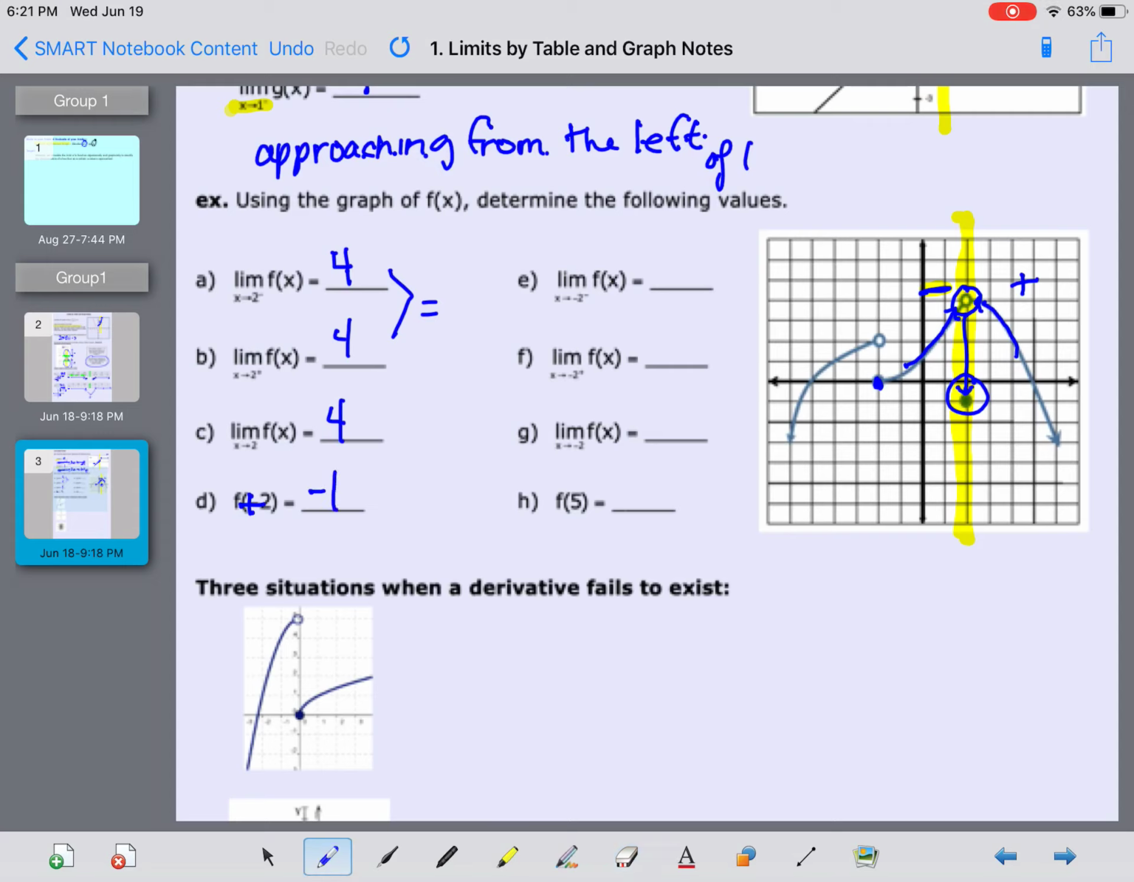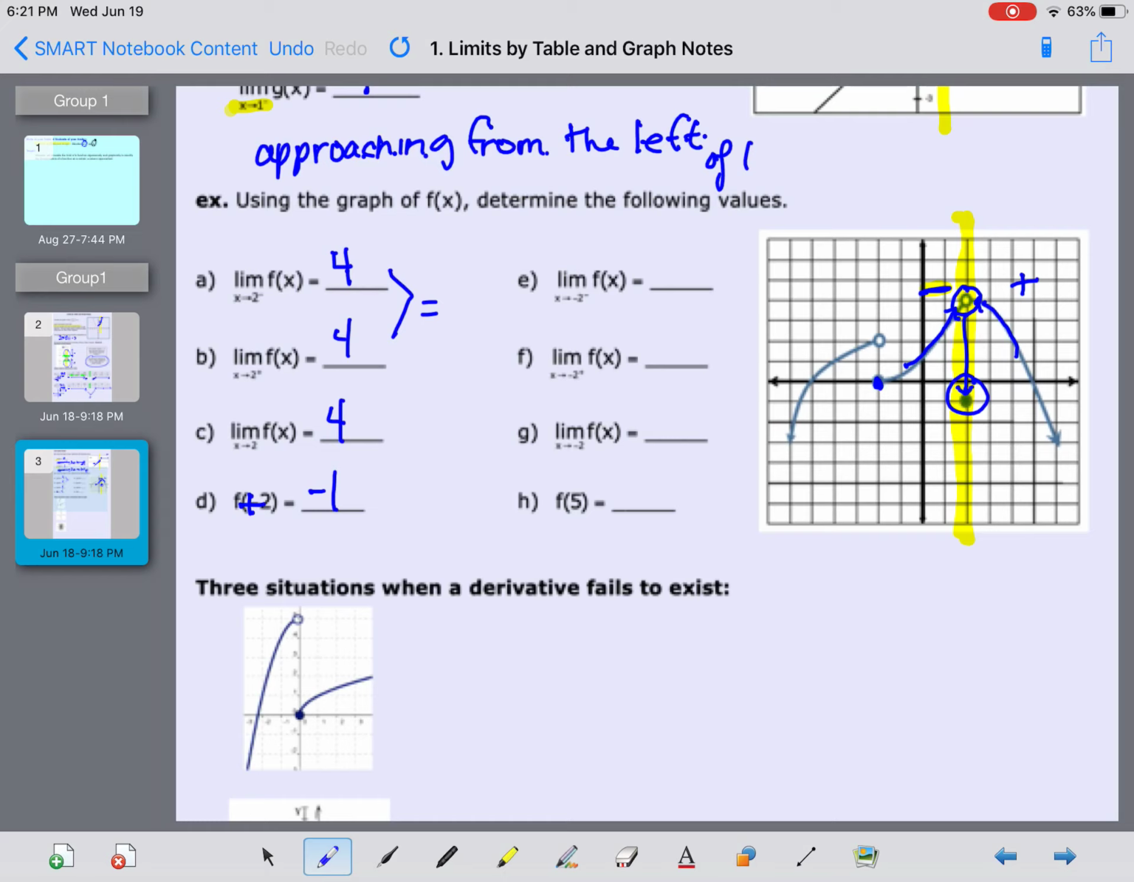So our function and our limit, those are two separate things. Limit is about the approach, function is about the exact. Sometimes they are the same, sometimes they're not. So what I want you to do is pause the video, do E, F, G, and H, and then come back and see if you got them right. I'm going to work them out. Once you're done, press play.